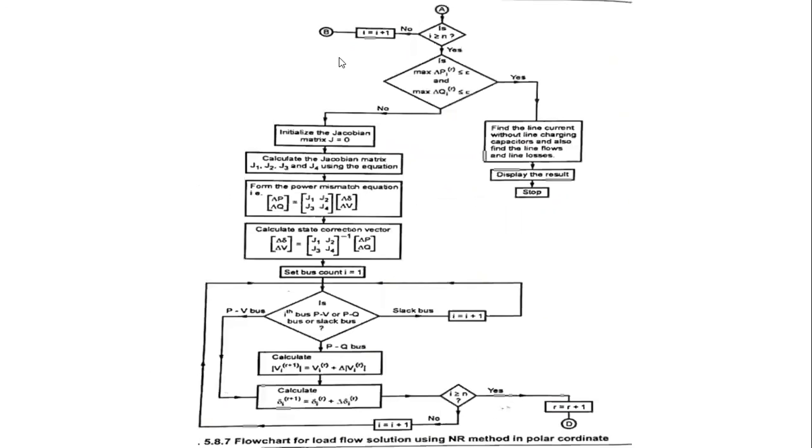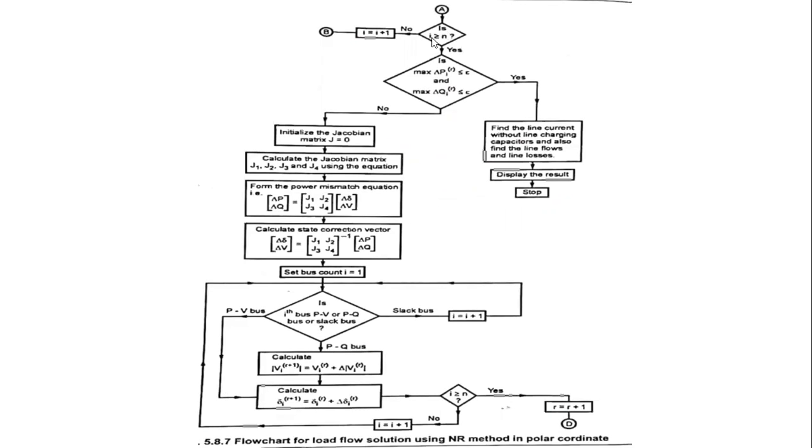Suppose it is the PQ bus. Then calculate the Pi of R and Qi of R. Next, go to the second stage. Next, go to the A.